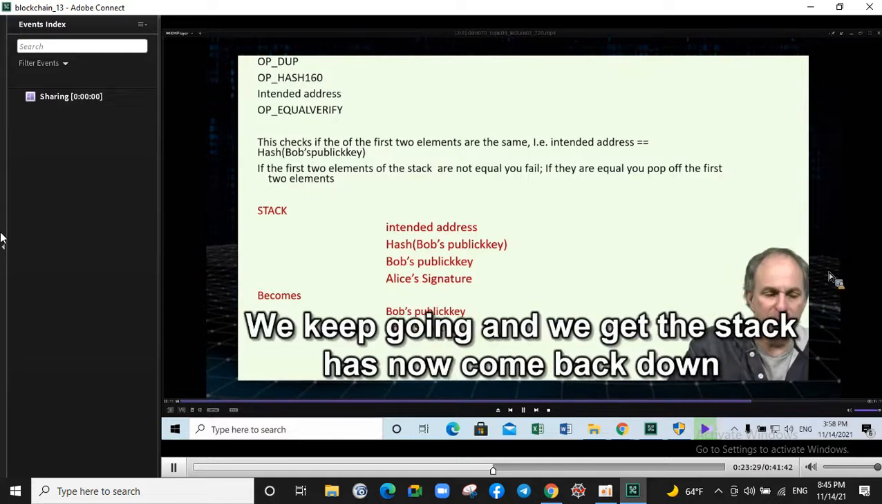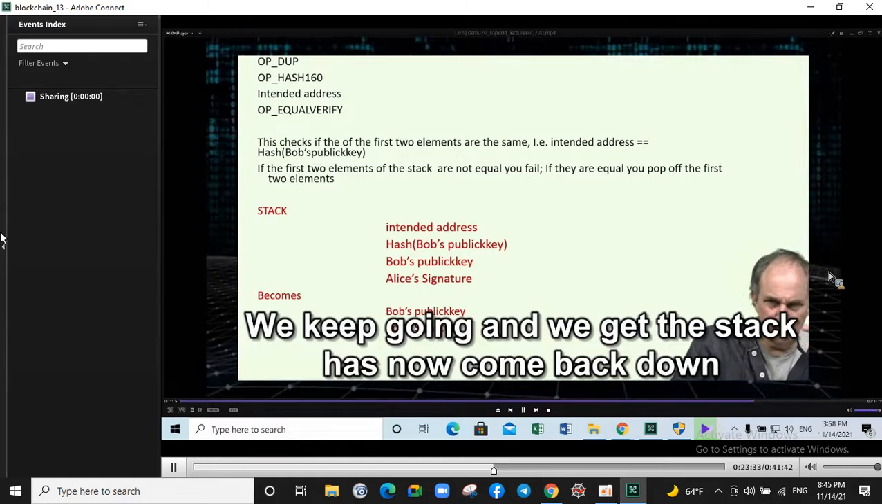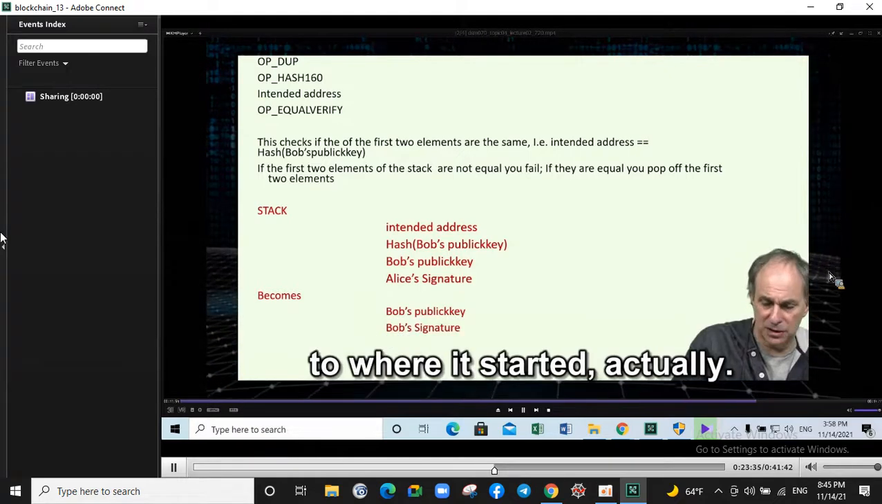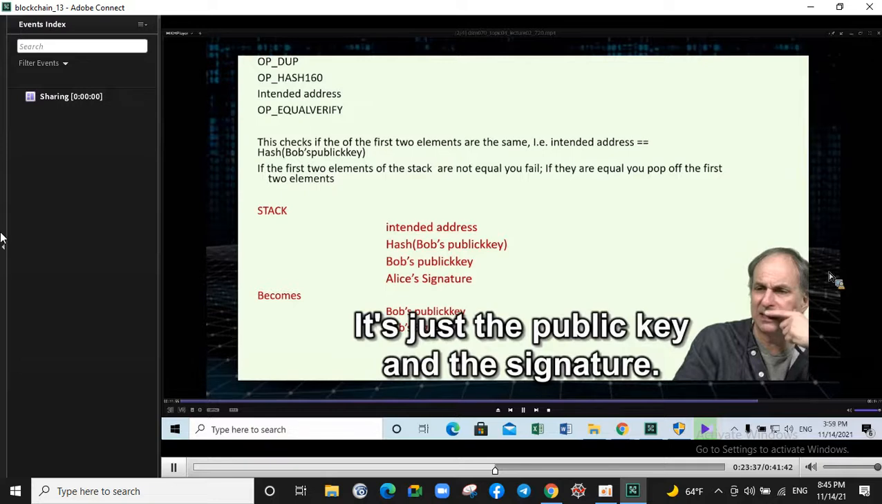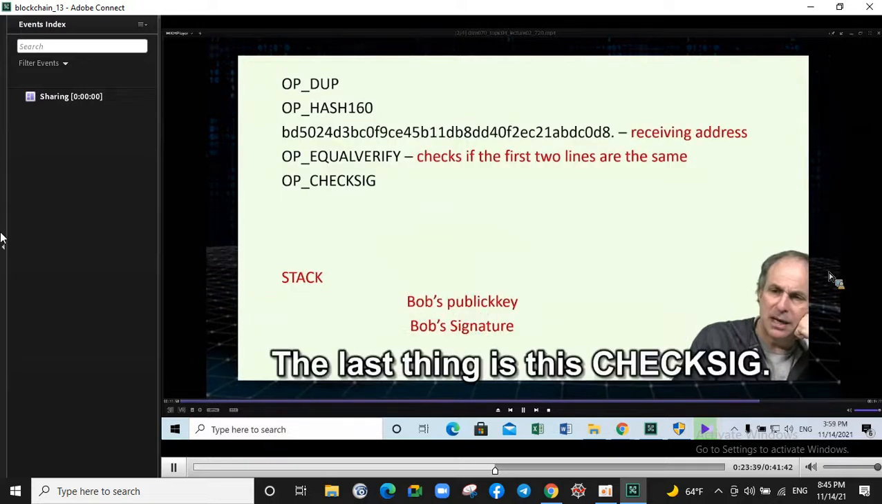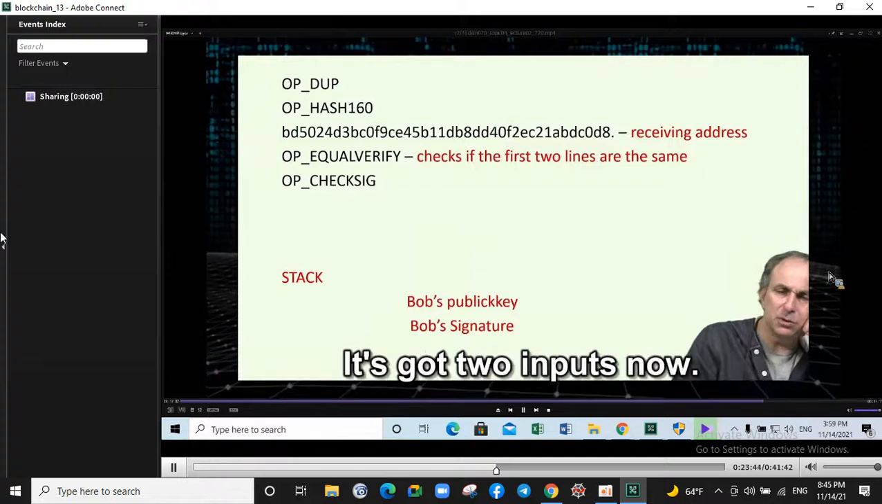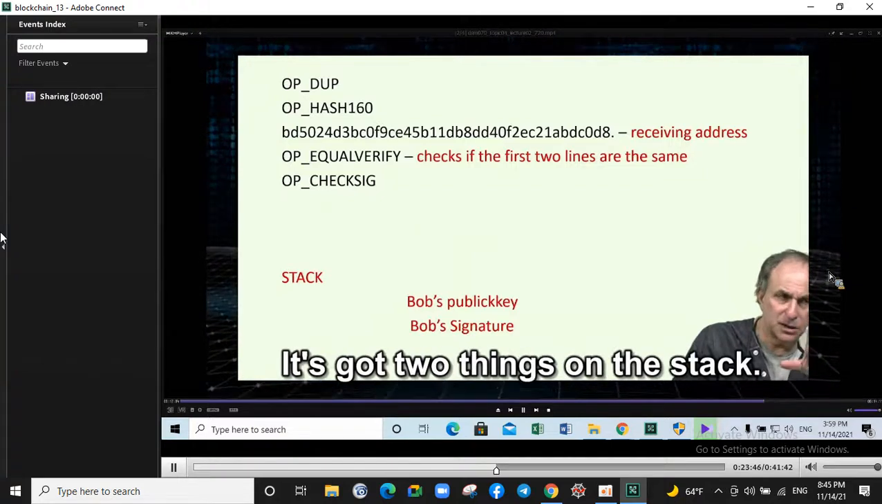So we keep going, and we get this. The stack is now gone back down to where it started. Actually, it's just the public key and the signature. And then the last thing is this check sig. So it's got two inputs now. It's got two things on the stack.